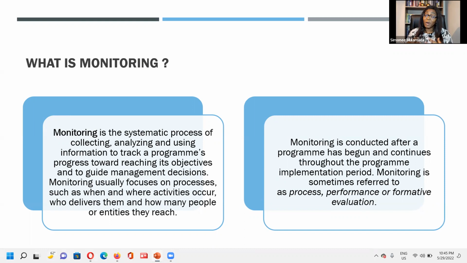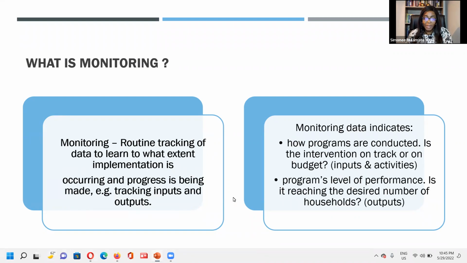In our country, if you are a consultant, it doesn't matter what field you are, there are quite a lot of consultancies for formative evaluations. And many times we just get in consultants to evaluate the performance of a project, the performance of a program, but that is evaluation. When we refer to evaluation, we will talk a bit more about that. Monitoring is also seen as routine tracking. The word tracking underlined, and it is routine tracking of data to learn to what extent implementation is occurring and progress is being made. For example, tracking inputs and outputs. Very, very important. Tracking inputs and outputs.